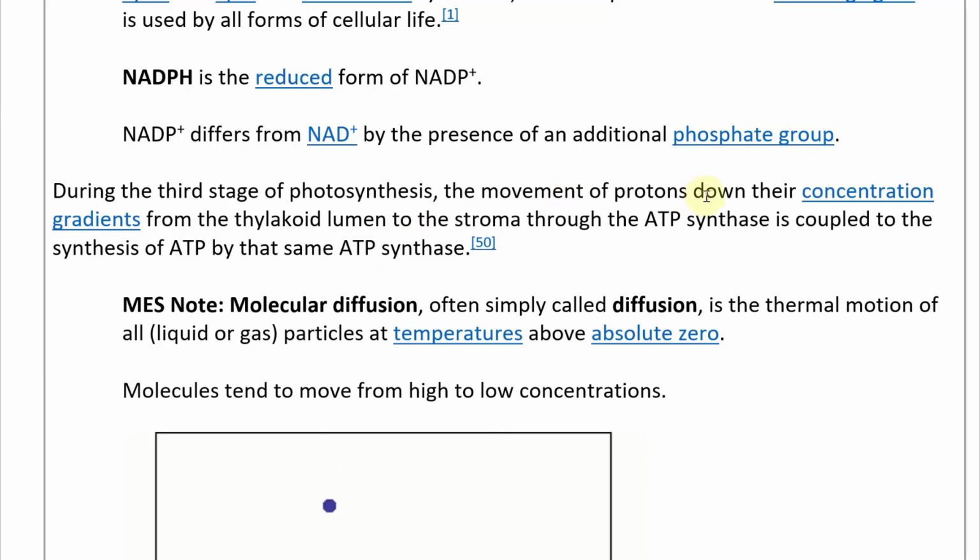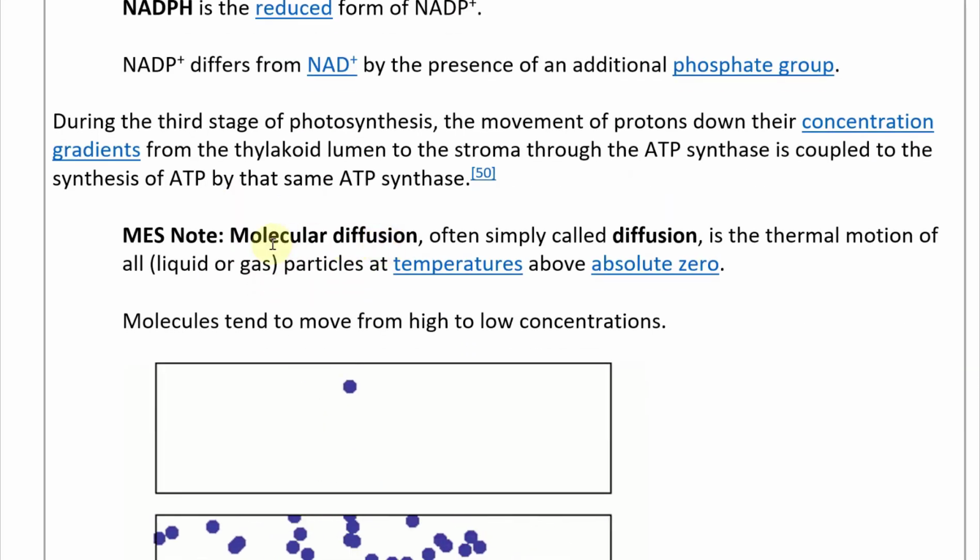Yeah, so the movement of protons down their concentration gradient from the lumen of the thylakoid to the stroma, or that fluid around the grana but inside the chloroplast, through the ATP synthase is coupled to the synthesis of ATP by that same ATP synthase.